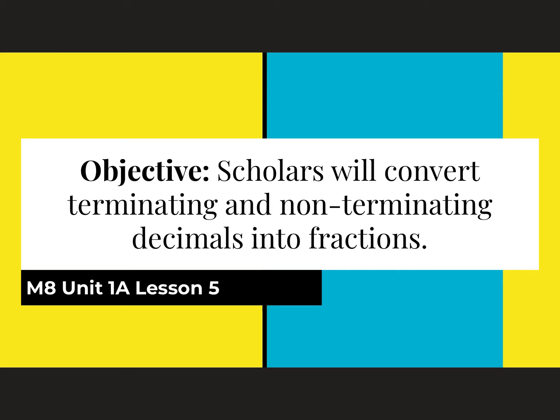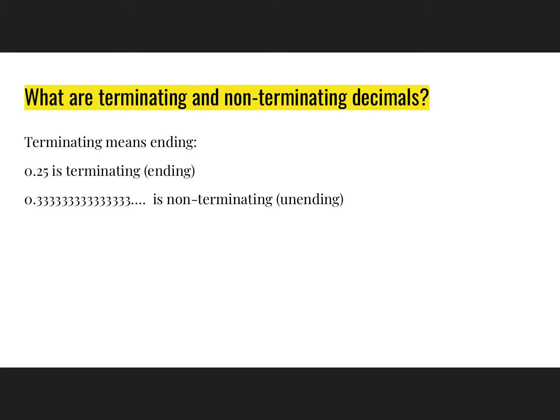Today's objective is scholars will convert terminating and non-terminating decimals into fractions. Okay, so what are terminating and non-terminating decimals? Terminating simply means they end. 0.25 is a terminating or ending decimal. 0.333333 forever and ever, notice the dots tell you it goes on forever, is non-terminating, unending. We would also write this as 0.3 with the repeat bar above it.